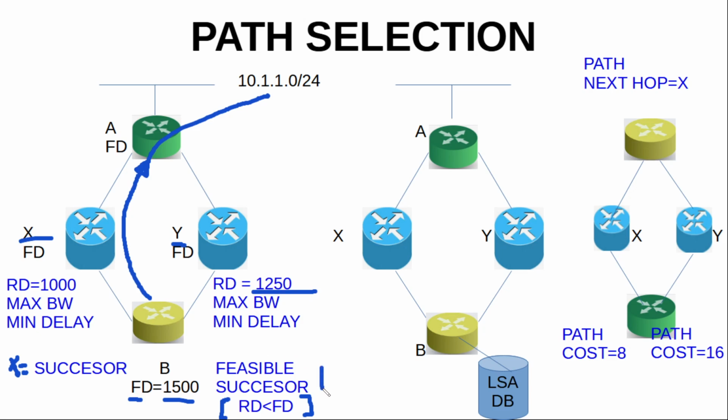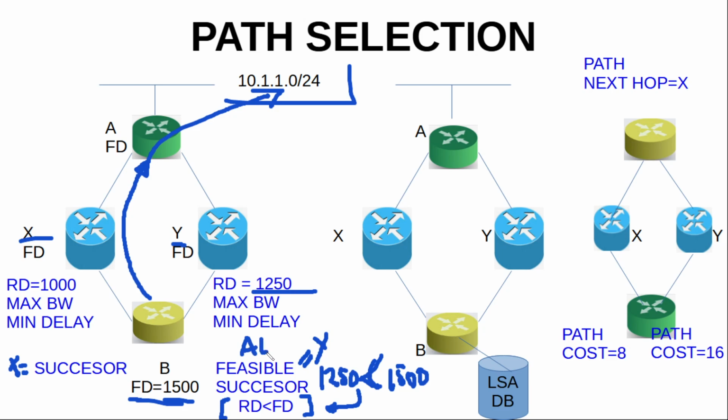In this case, 1250 happens to be lower than the feasible distance, which is the best metric to reach this destination. So this is lower than 1500. So this complies, this abides by the feasible condition. In this case, we can reach the conclusion that the feasible successor to reach this destination is router Y. So this is actually an alternate path to reach the same destination.